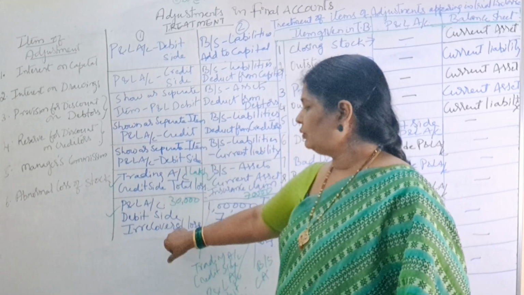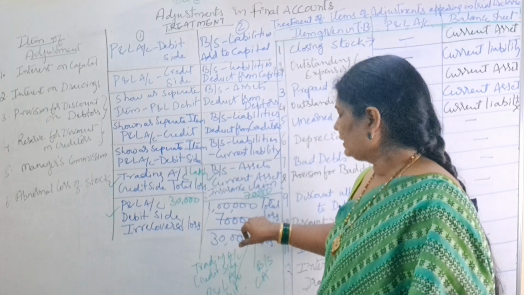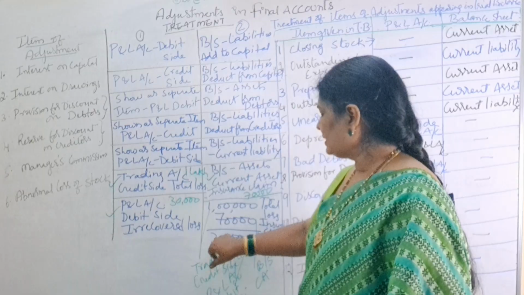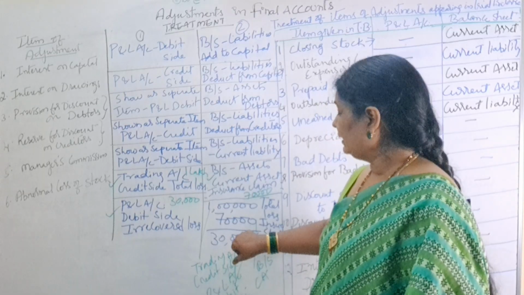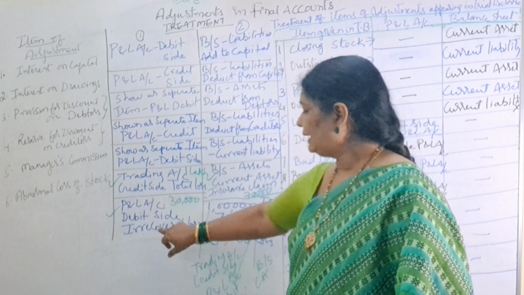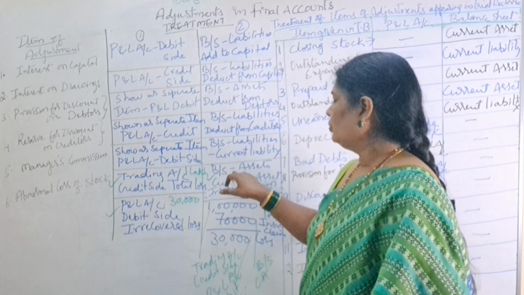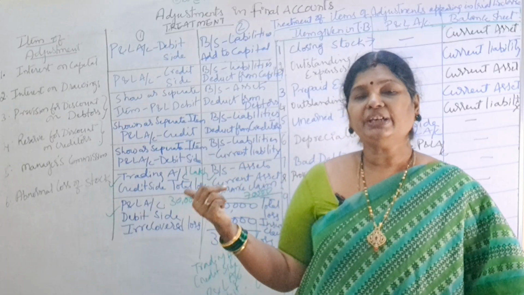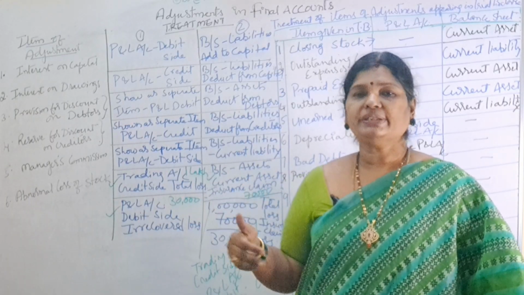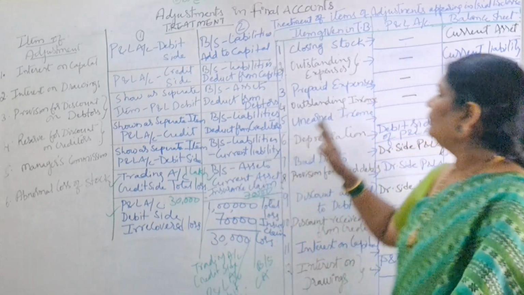Next, what's the second effect? Go to profit and loss account. So out of this 1 lakh, our insurance company claim received was how much? 70,000, which was not recorded by us. 30,000 is our loss. So this 30,000 we have to show in profit and loss account debit side as irrecoverable loss. And what's the third effect? Go to balance sheet and show insurance claim as current asset after closing stock. How much you have to show? 70,000.